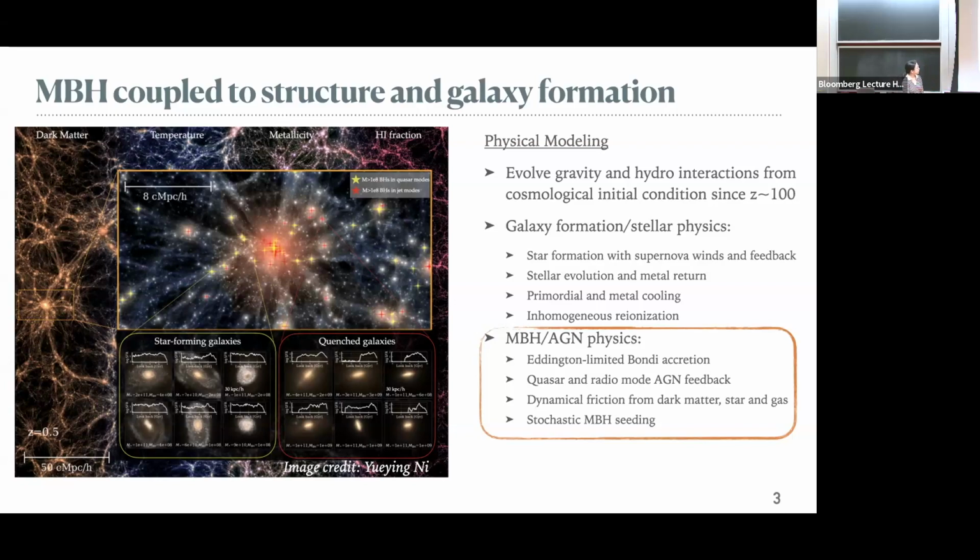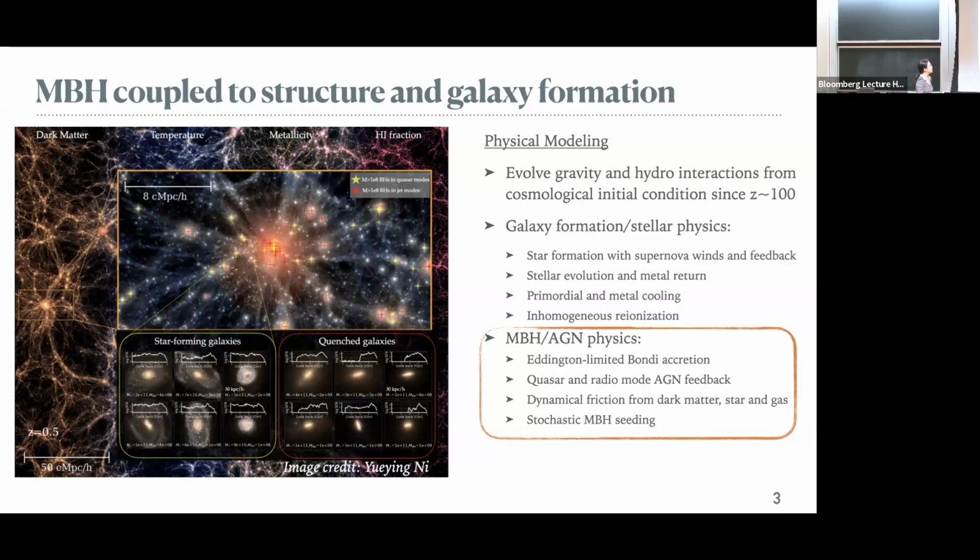Here you can see that we evolve everything from cosmological initial conditions. So we have the large scale structure in the background. And then we also resolve the galaxy groups and clusters and individual galaxies. And within the galaxy, we can also resolve the black hole and star formation down to the resolution limit of about a few hundred parsec or kpc scales.